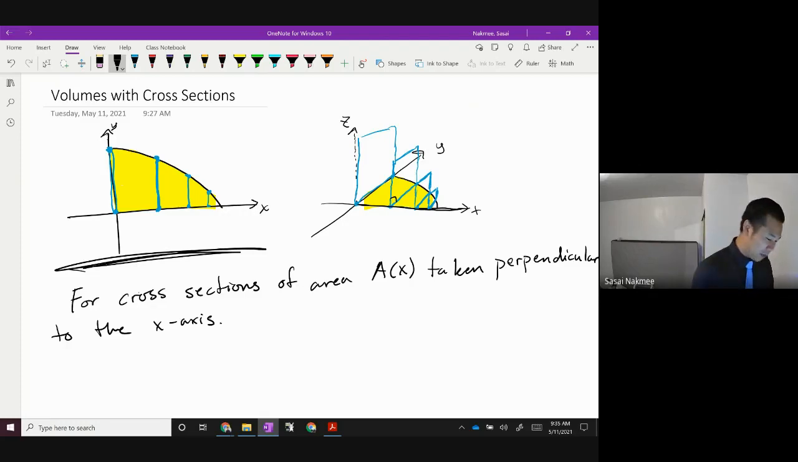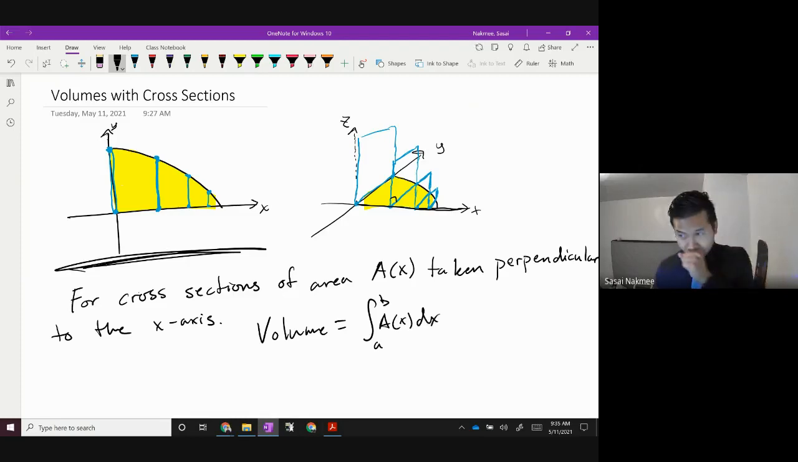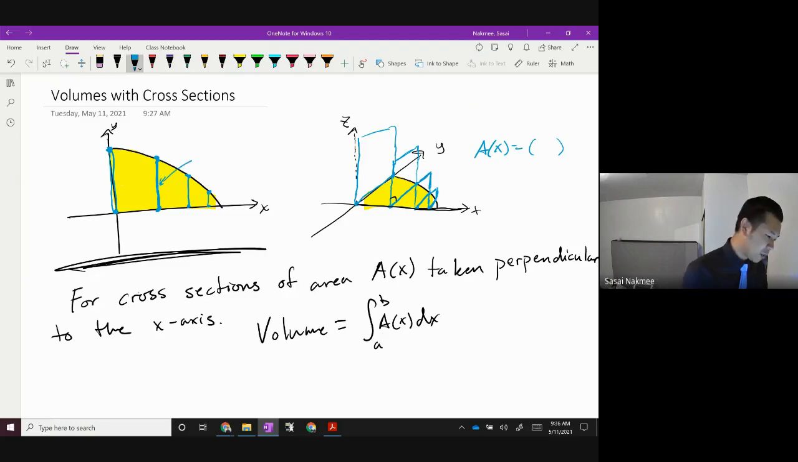But here, for cross sections where the area of the cross section is taken perpendicular to the x-axis, you can actually calculate the volume of this shape by simply taking the integral from a to b of the area in question. If you look at this blue shape up here, the area of each of these cross sections would be equal to whatever the function is that gives me this distance right here, squared.